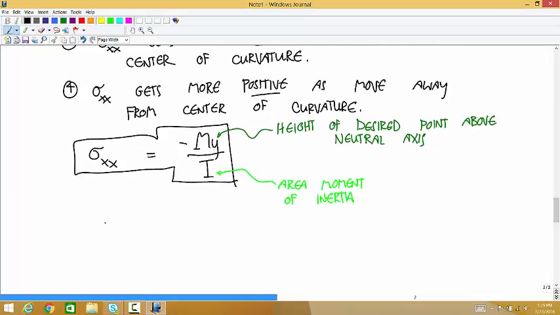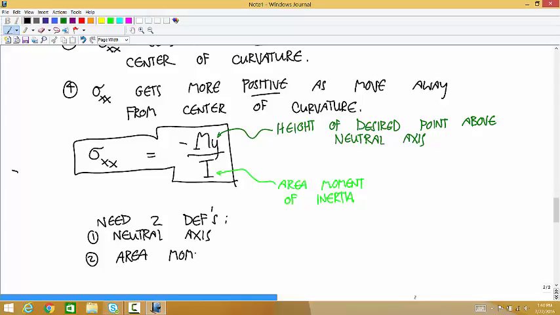So before we can use this, we need two mathematical definitions. First, we need to know what the neutral axis is. And second, we have to define the area moment of inertia. Any questions about anything so far?